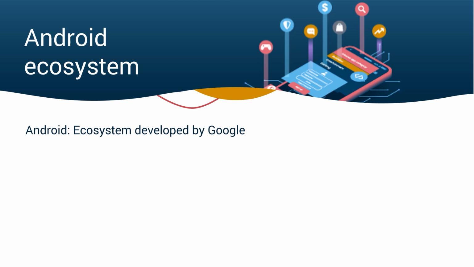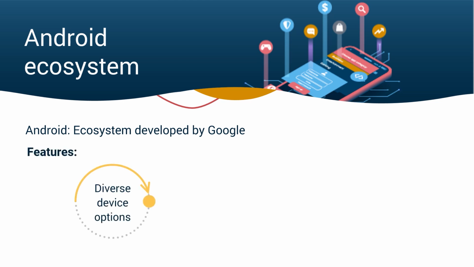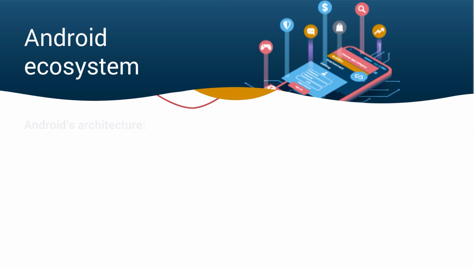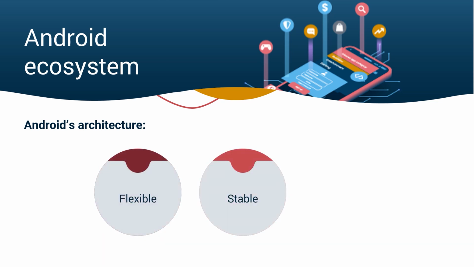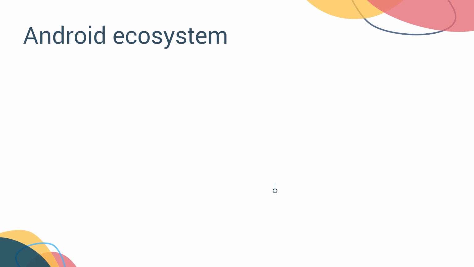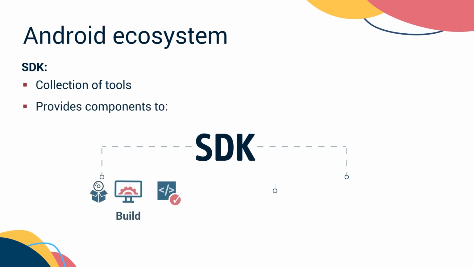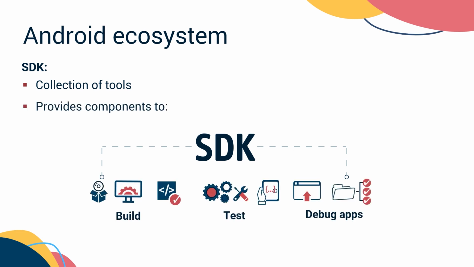Android is an ecosystem developed by Google and has become a leading player in mobile technology. Its key features include diverse device options, a Google Play Store, built-in access, and regular updates. Likewise, Android's architecture comprises several layers that provide flexibility, stability, and performance. The Android Software Development Kit, or SDK, is a collection of tools and libraries that provides the necessary components to build, test, and debug Android applications.